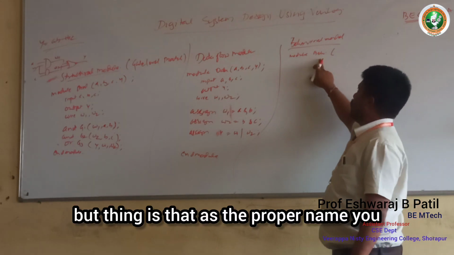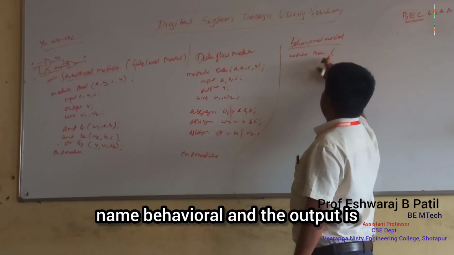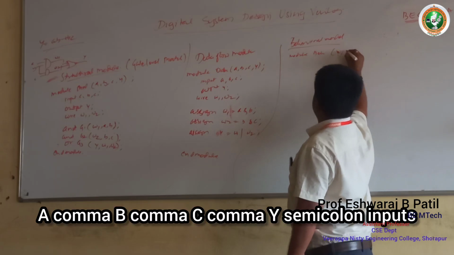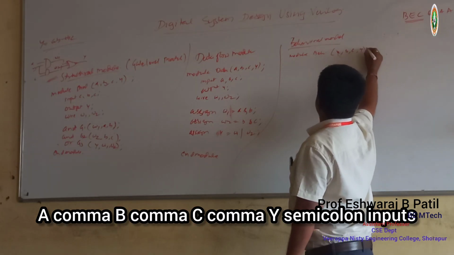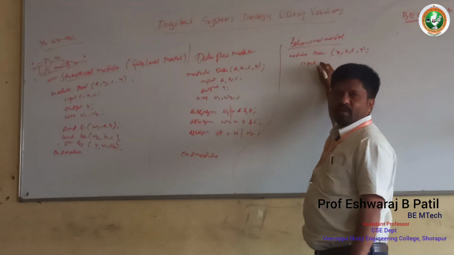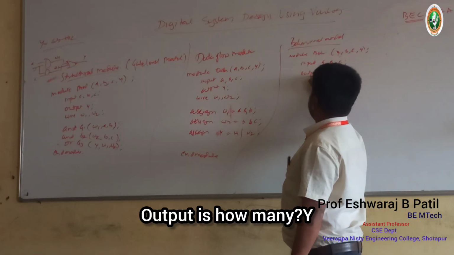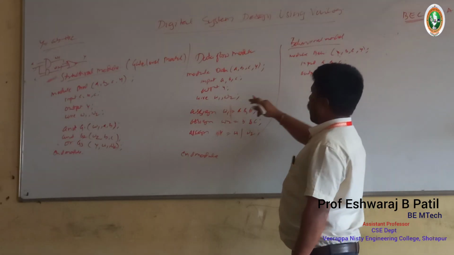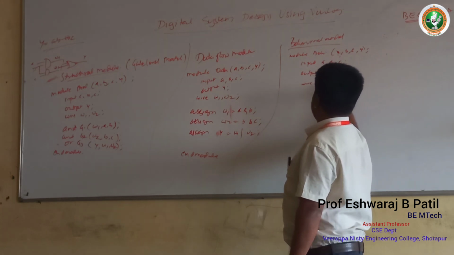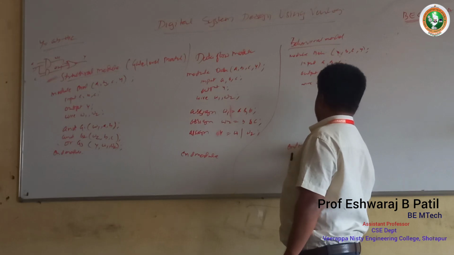But the thing is that, as the proper name, you should give here the program name behavioral, and the output is y: module behavioral(y, a, b, c, y); Only input a, b, c; output is how many, only y. Wire can be used always, wire should be defined here, w1, w2. This is very common to all types of programming models.